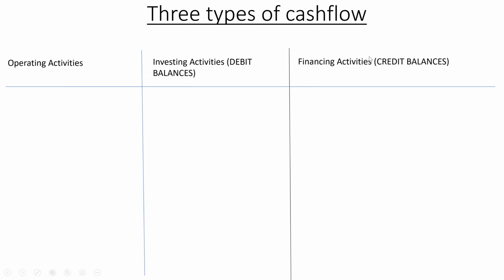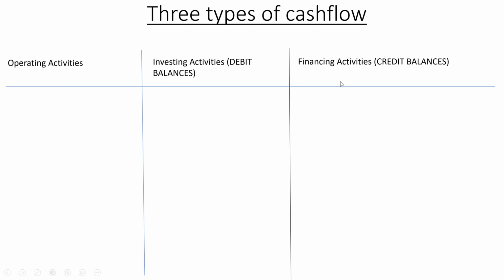Hi everyone. So today we're going to be looking at the statement of cash flows. A statement of cash flows shows the cash moving into a business and the cash moving out, and we can split it into three. There are three types of cash flow: operating, investing, and financing.